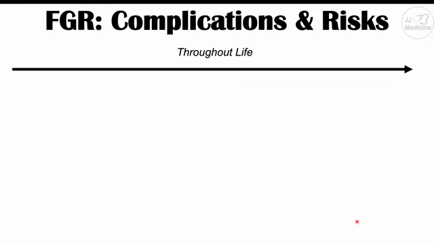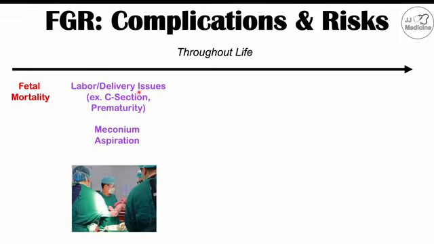Now, regardless of what may be the cause of fetal growth restriction, if there is fetal growth restriction, there are complications and risks that can occur. And these can occur early on and even throughout life. So one of them is going to be fetal mortality. There is increased risk of fetal mortality in fetal growth restriction. There can also be labor and delivery issues. There's a higher likelihood that there's going to be requirement for a C-section and a higher likelihood of prematurity. Meconium aspiration is also going to be another risk for fetuses that are growth restricted.